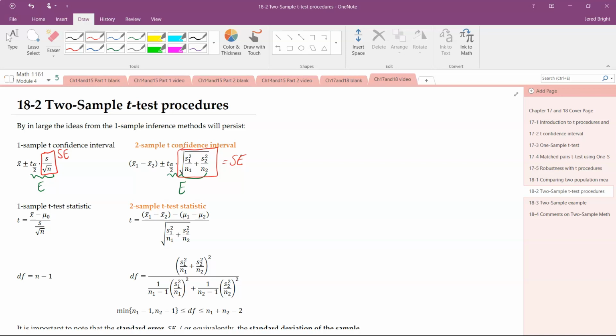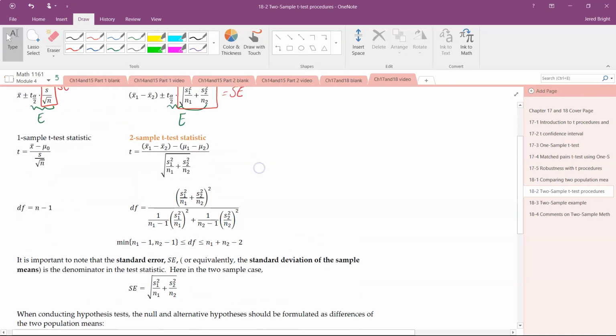Okay? When we look at the test, the two-sample t-test, okay, the process, we're still going to set up hypotheses, and then we need to get a test statistic, and that's where this next piece comes into play. We have, at least in the one sample case, it was x bar minus our mu naught, and then over s over square root of n, again, our standard error.